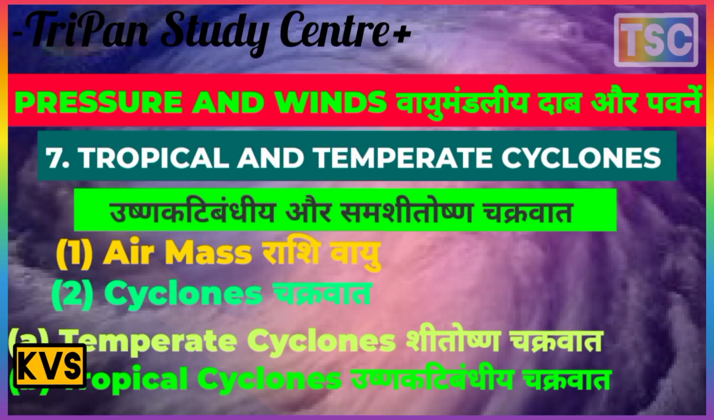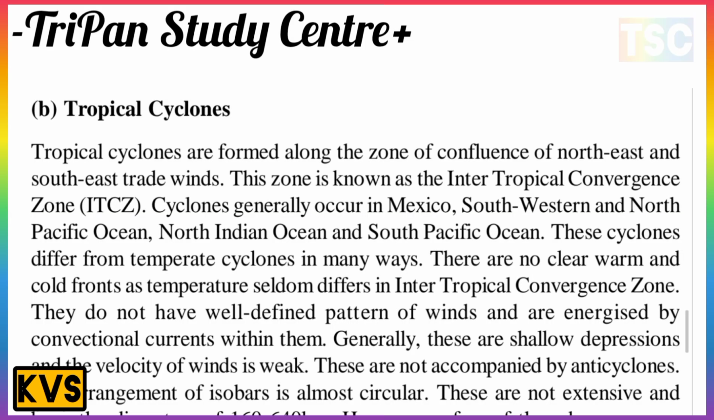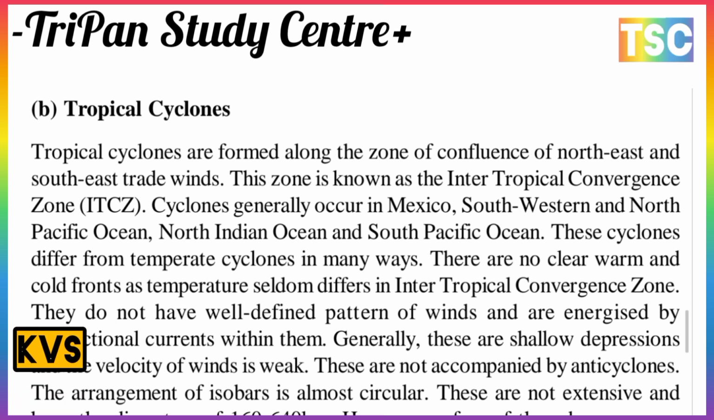The next topic here is the tropical cyclone. Tropical cyclones are formed along the zone of confluence of the northeast and southeast trade winds. This zone is known as the Intertropical Convergence Zone, ITCZ. This is important. Cyclones generally occur in the Gulf of Mexico, Southwest and North Pacific Ocean.